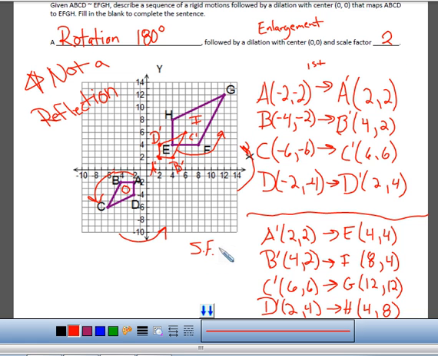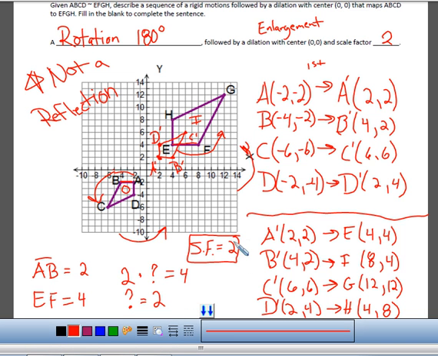Now, just to confirm that, let's do this another way. Let's look at the distance between A and B, and that is 2 spaces. So side AB, or A prime B prime, whichever one you want, is 2. That corresponds with side EF, and side EF is 4 spaces. So what do we multiply 2 by to get 4? Well, the answer is 2. So there's your scale factor of 2. You can get it a number of different ways. All right, let's go ahead and take a look at page 21.